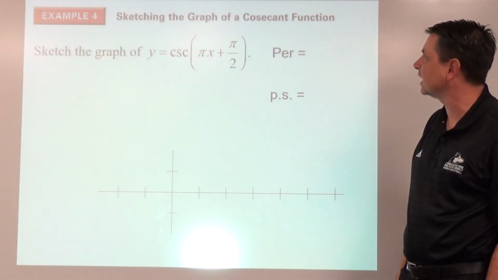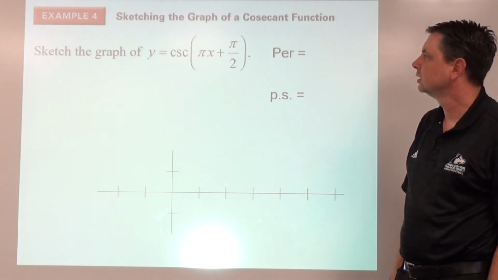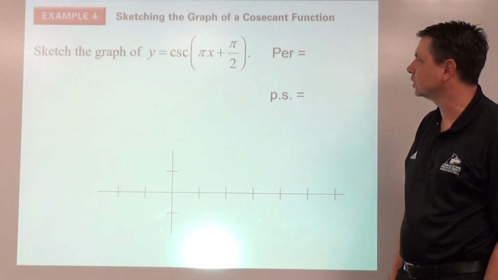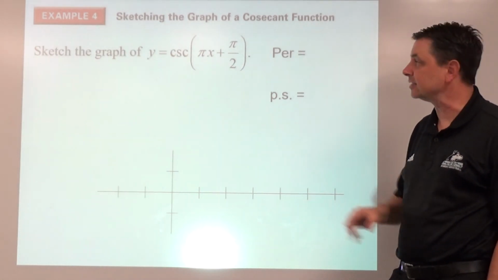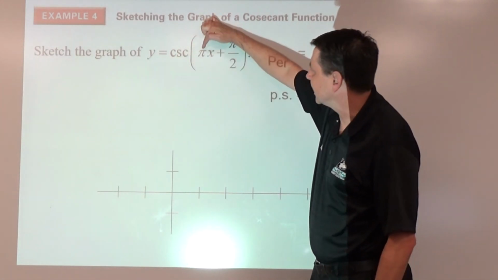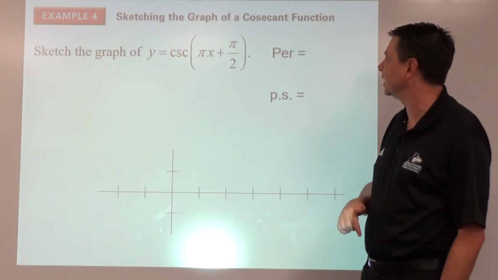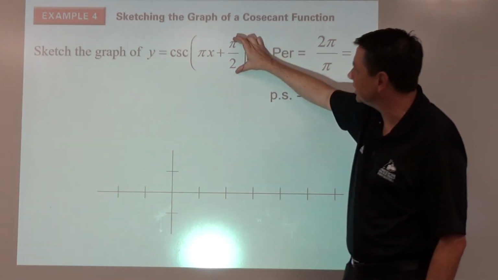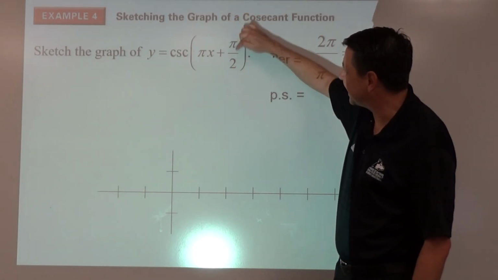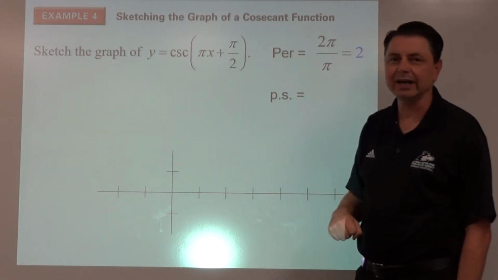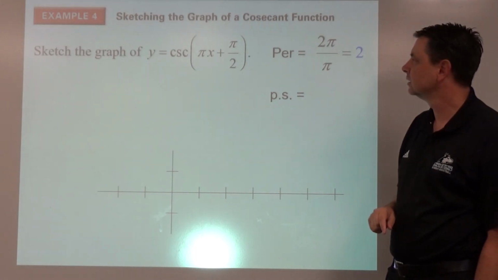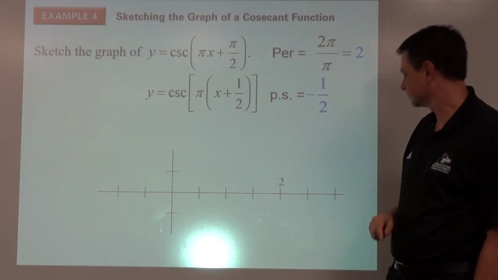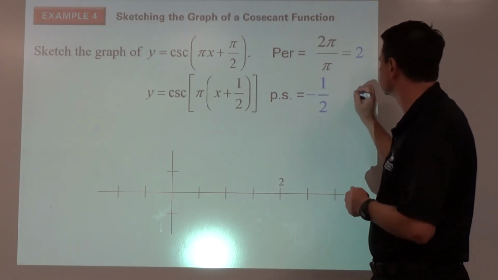Example 4, sketch the graph of a cosecant function, period, phase shift, and so on. All right, so period is going to be 2 pi, as this connects to sine, 2 pi divided by b, so 2 pi divided by pi. You get 2. The phase shift is c, which you got to think opposite, so this is negative pi over 2 divided by pi, that would be negative 1/2. So we are going left on that one.